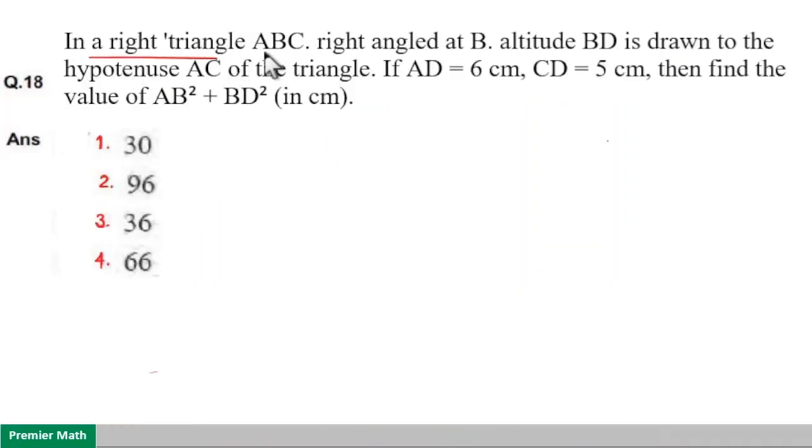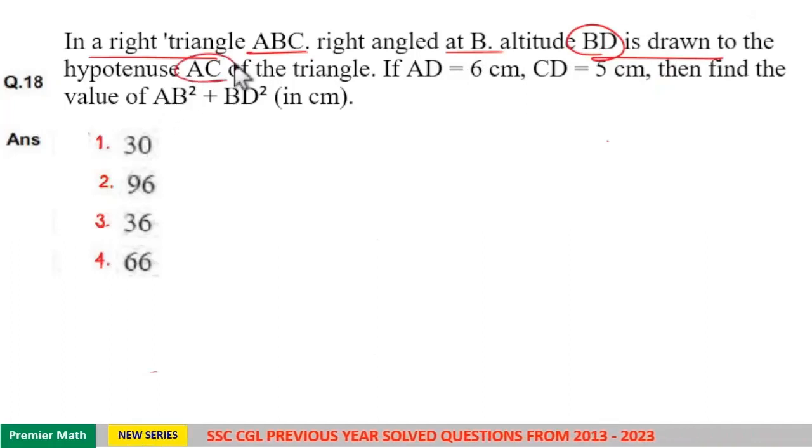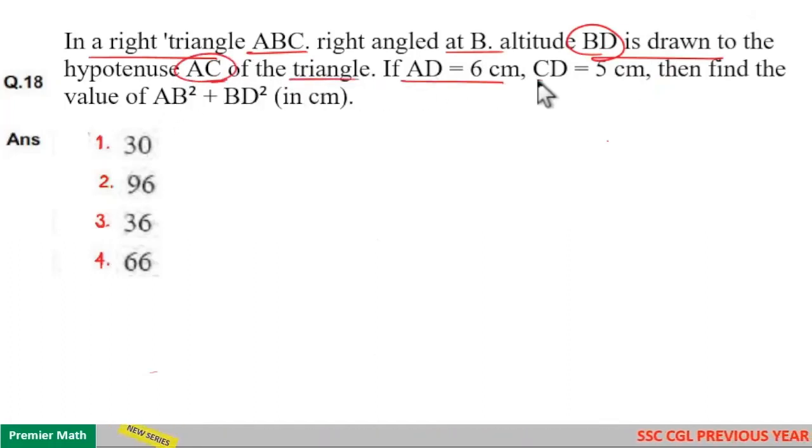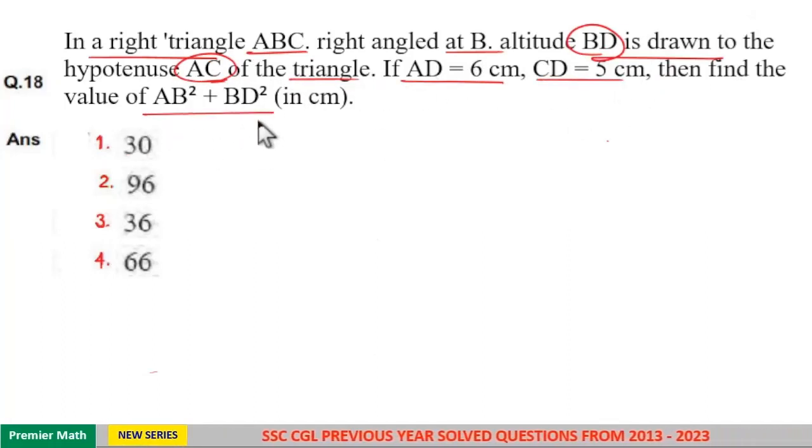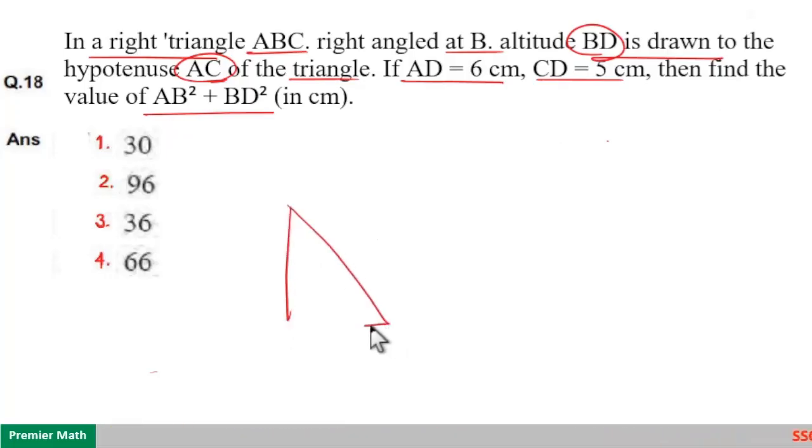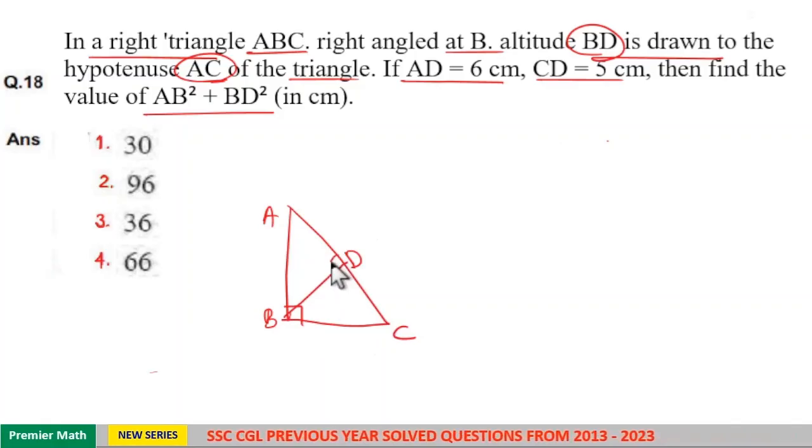In a right angle triangle ABC, right angled at B, altitude BD is drawn to the hypotenuse AC of the triangle. If AD is 6 and CD is 5, then find the value of AB square plus BD square. Here, altitude BD is drawn to AC, which means it is perpendicular to AC. In that case, the three triangles formed are similar: this larger triangle and these two smaller triangles.